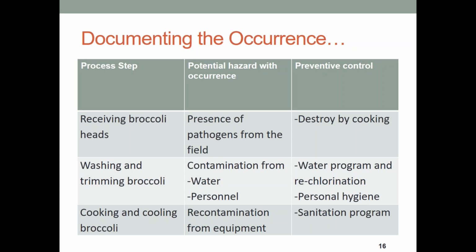Now, by the time we've got to the cooking and cooling, we've probably been able to destroy the presence of the pathogens in the field. So now what we've got is a product that has very little microbiological competition associated with it, and there's a good opportunity that we're going to end up with a problem with recontamination. So that sanitation program becomes extremely important in this particular situation.